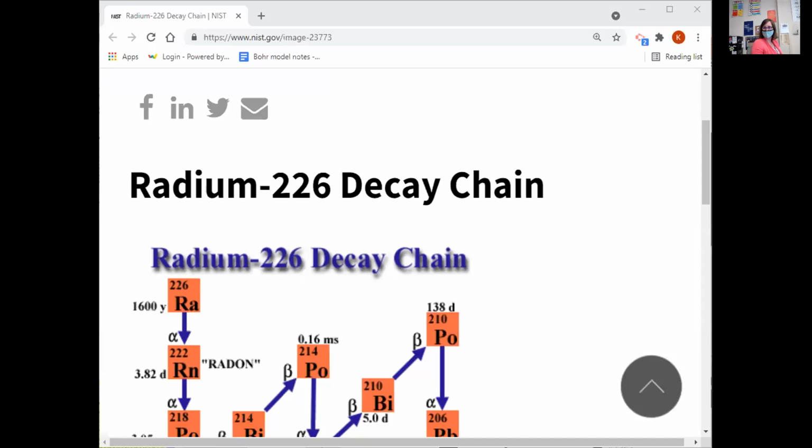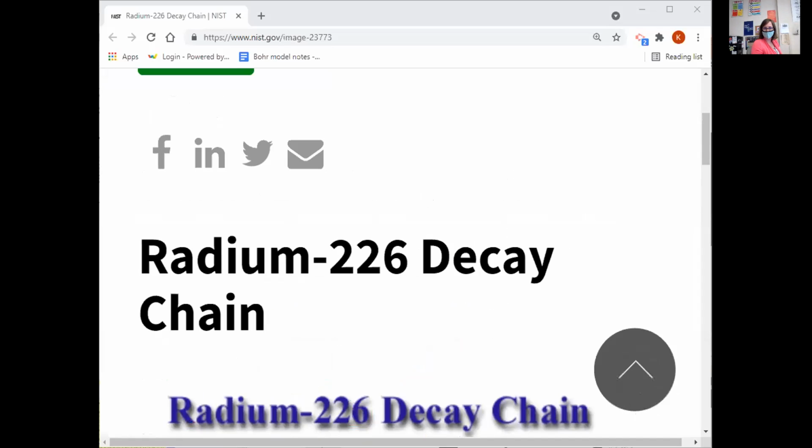So this is the radium decay chain. And so this is radium-226. If we had this radioactive element, it has a half-life of 1,600 years. That means every 1,600 years, approximately half of them have decayed. And when radium-226 decays, it does alpha decay into radon-222. Radon-222 has a half-life of 3.82 days.